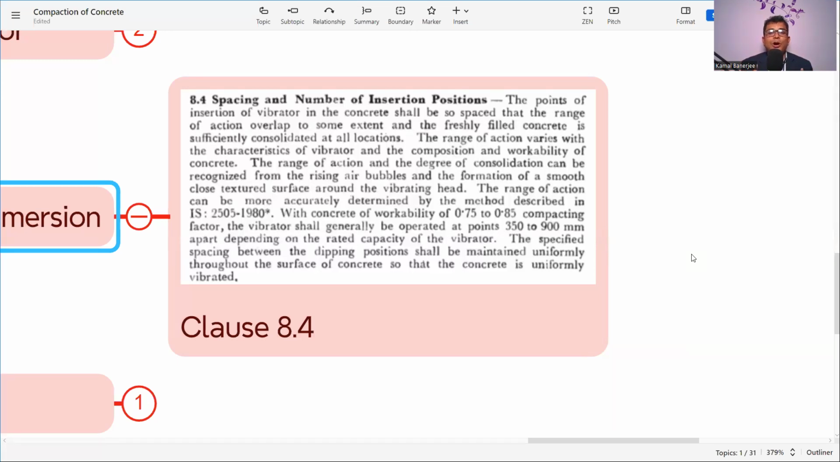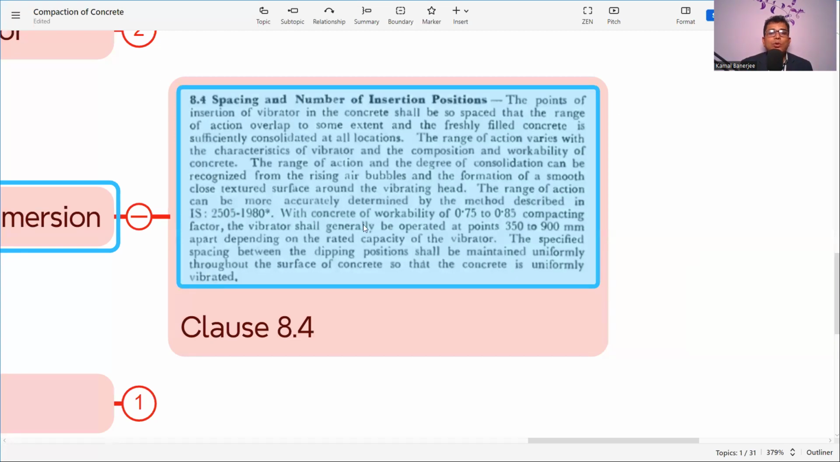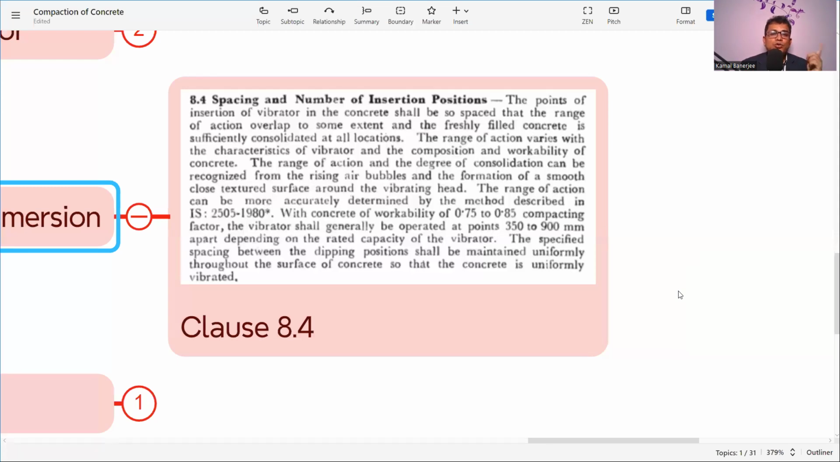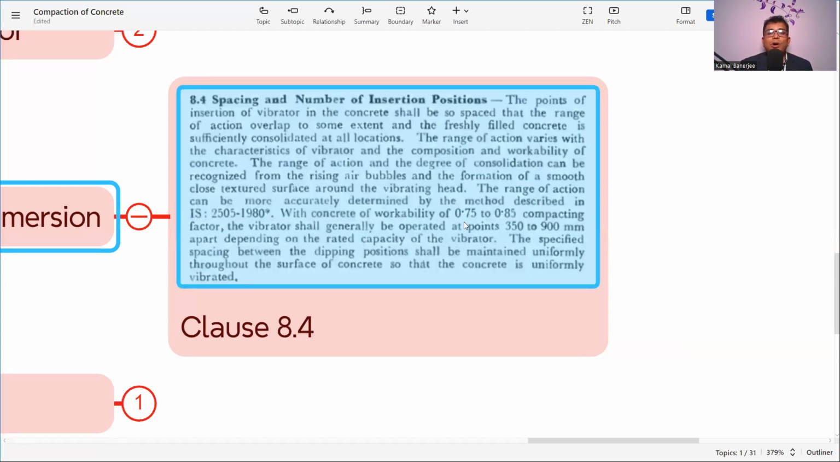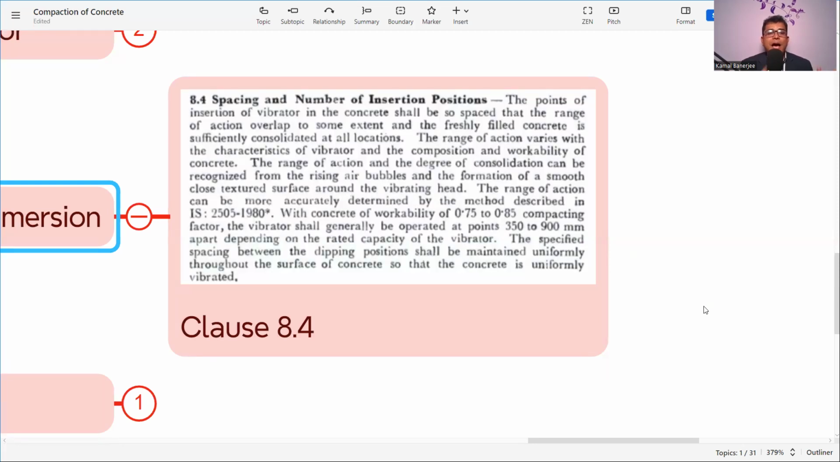So it is always important that the air bubbles rise and a smooth closed texture forms. Then the range of action can be more accurately determined by the method described in IS 2550-1980. With concrete of workability 0.75 to 0.85 compacting factor, the vibrator shall generally be operated at points 350 to 900 mm apart, depending on the rated capacity of the vibrator. So 350 to 900 mm will be the spacing of the vibration.